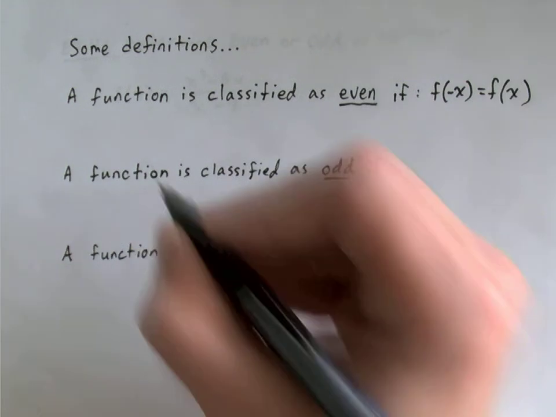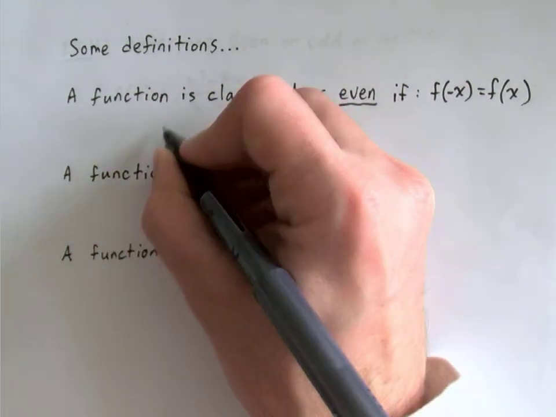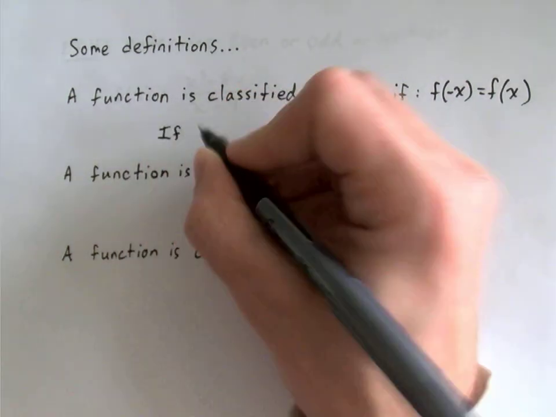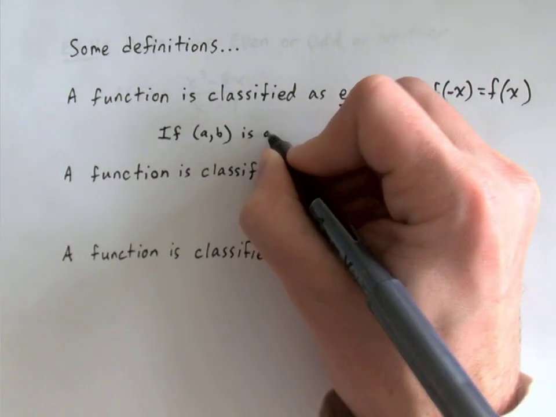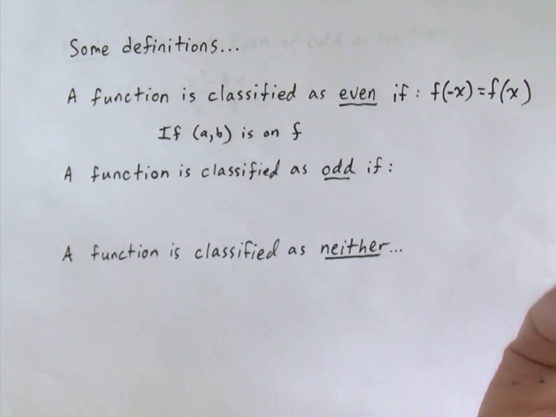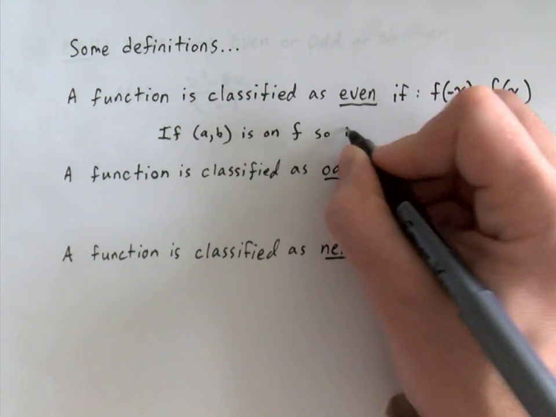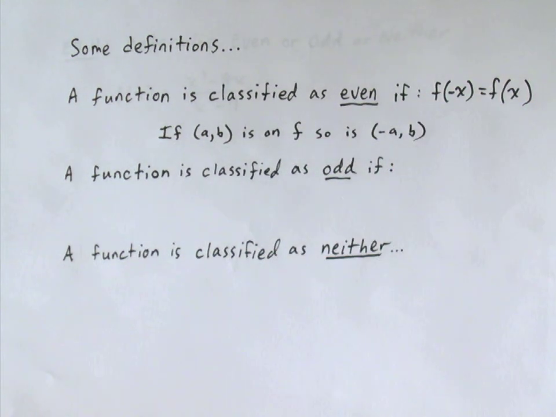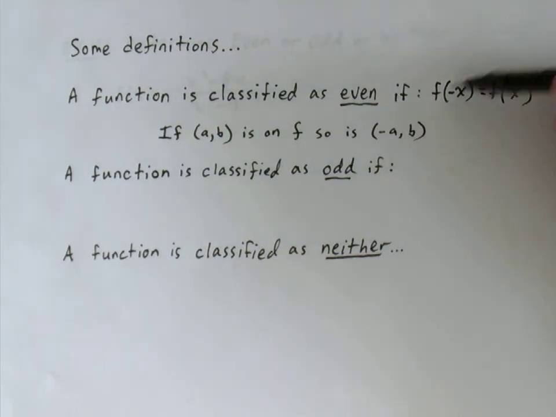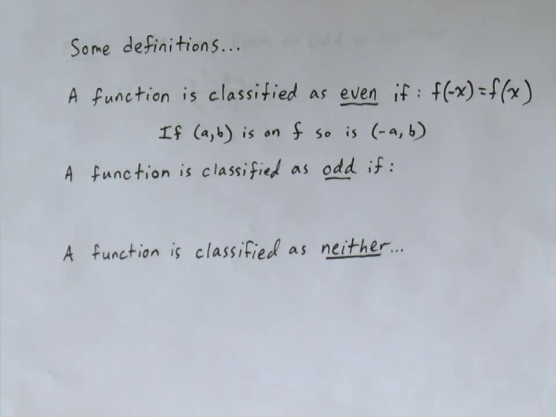So another way to say this definition, we can say if the point (a, b) is on the graph of f, so is the point (-a, b). Okay, and that's true for all x's. F of negative x is equal to f of x for all values of x, not just for one or two that you might happen to pick.